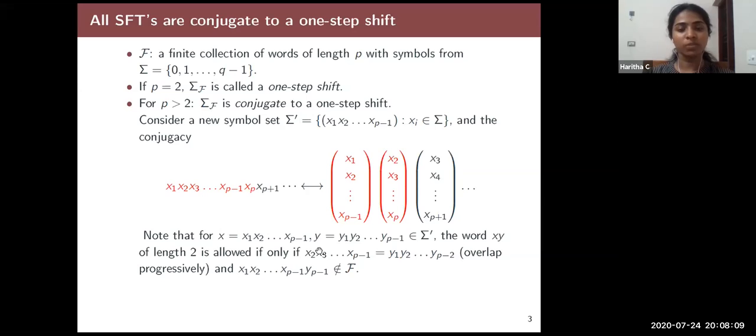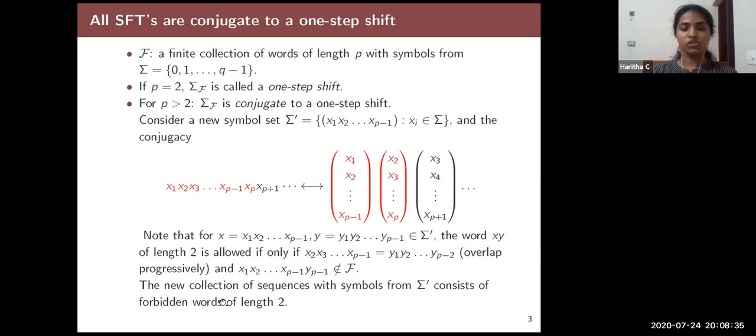Note that for x and y, two symbols in sigma prime, the word xy of length 2 is allowed only if the last p minus 2 entries of x are the same as the first p minus 2 entries of y, which is called overlapping progressively, and then the word of length p obtained by joining these two words is not a forbidden word.